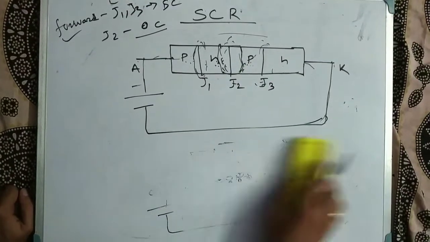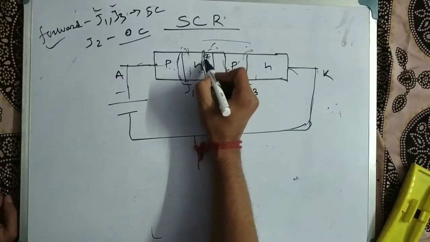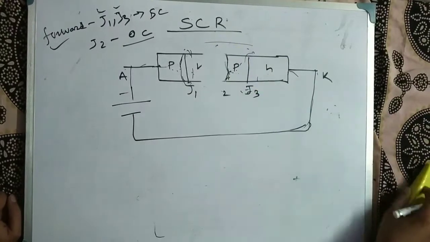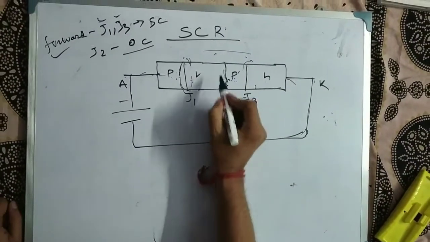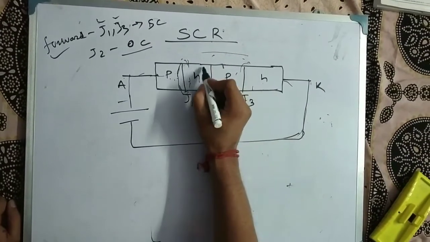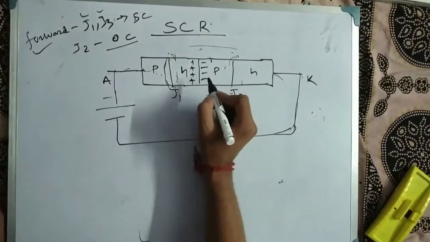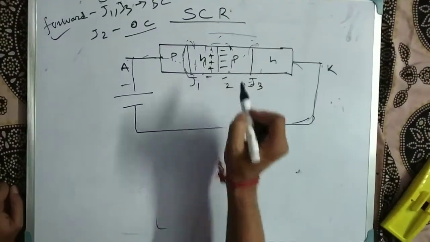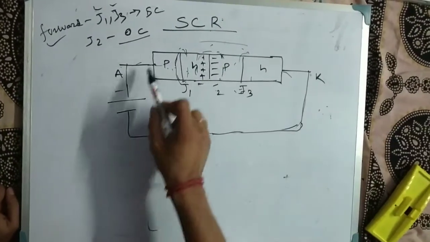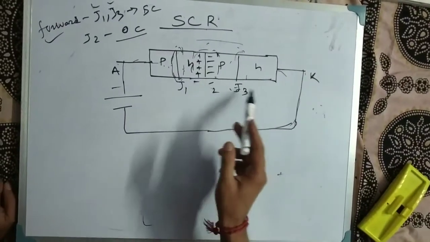Here is some depletion region, in the NP region. N has positive, P has negative. We can write it clearly. So there is a depletion region. Because of this depletion region, when giving a forward voltage to this thyristor, it is not conducting.